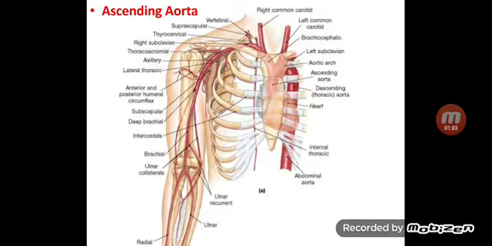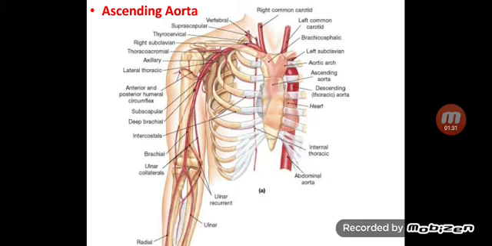The ascending aorta starts at the base of the left ventricle. It runs upward and forward behind the right half of the sternum. So, at the base of the left ventricle, it ascends upward and forward, just behind the right half of the sternum at the level of the sternal angle.